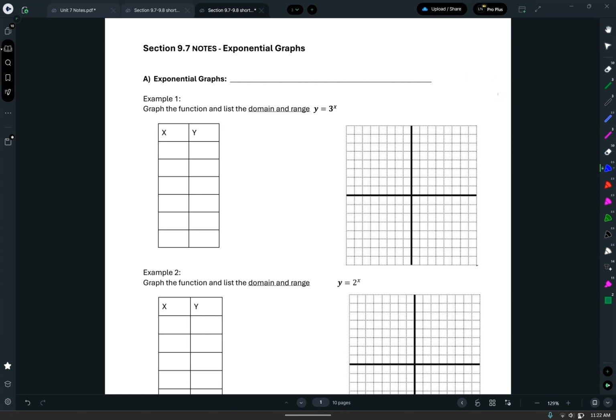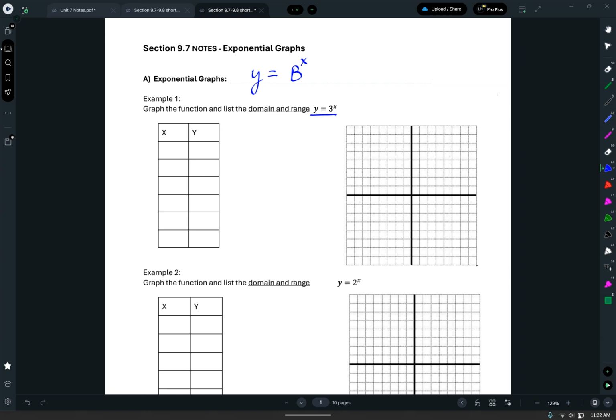Okay, so an exponential graph, we're going to think of it like this. It'll be y equals, you're going to have some base, and then it's going to have some exponent. So for example, if I'm looking at y equals 3 to the x, the base is 3, the exponent is x. That's not 3 times x, that's 3 with an exponent of x. Okay, so this is going to look like this.